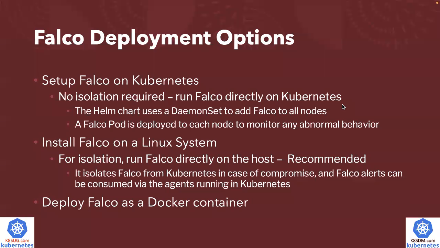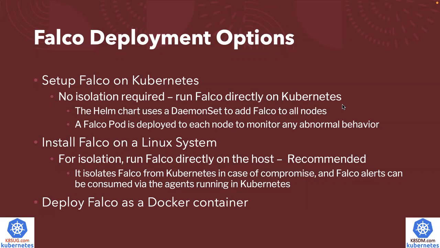First of all, how we are going to deploy Falco: the deployment options. You can set up Falco on any Kubernetes cluster, it doesn't have to be EKS. Typically, you don't require isolation. That means if you need isolation, you don't prefer to run Falco in the Kubernetes cluster. You've got the Kubernetes cluster, the control plane node and the worker node, running on Linux typically, and Falco can be installed on the Linux system rather than inside of the Kubernetes cluster.